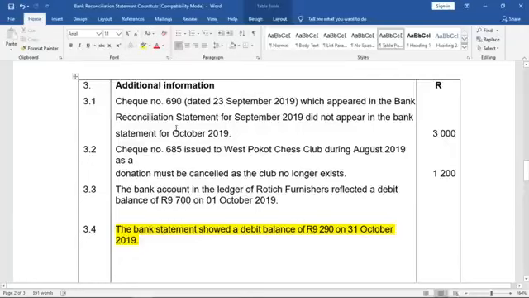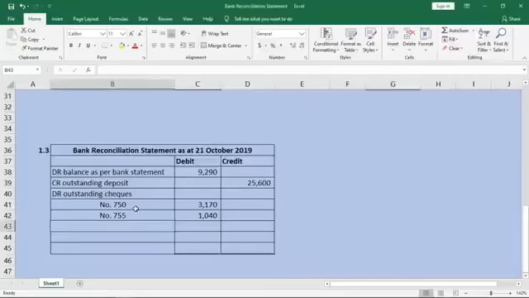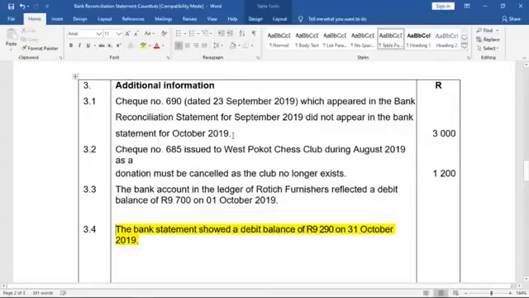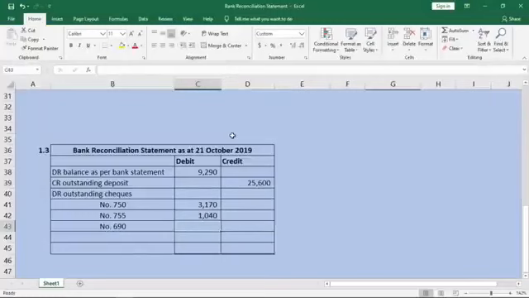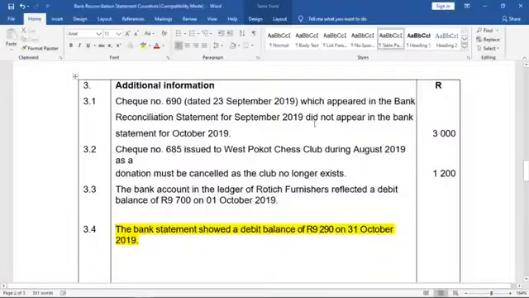So we continue and write check number 690. So I'm going to put check number 690. Now remember, it didn't appear and it's a check that we paid out. So we write down there 3,000 for this one here. So it's very important for you to note that if they told you that it appeared in last month's bank reconciliation statement, but not in this month's bank statement, put it in the bank reconciliation statement again.